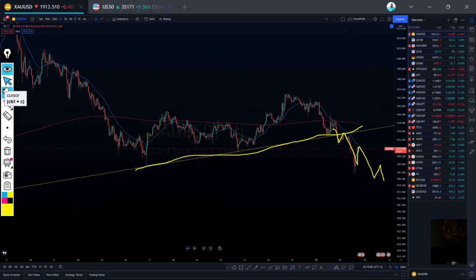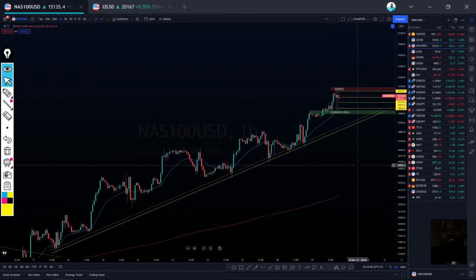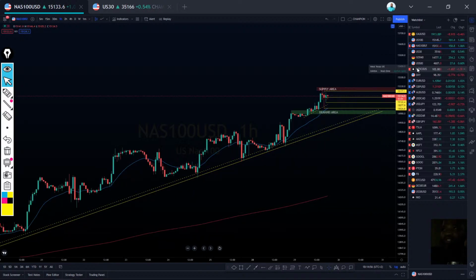So when you look for your trades, you have to know what is correlating with NASDAQ and what is against NASDAQ. Usually gold is in the same direction as US oil, or West Texas oil. You can see that gold was bearish and US oil also was bearish. But yeah, that was from today. Look at this.